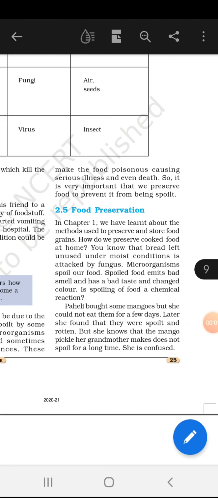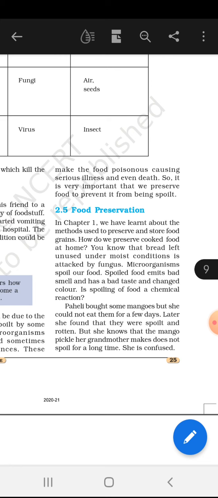Good morning, students. In the last class, we learned how microorganisms are both friend and foe to us. Today, in this section, we are going to see how we can save our food from the action of microorganisms. This process is known as food preservation.